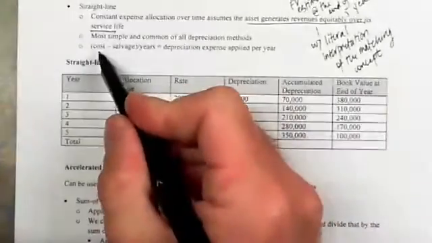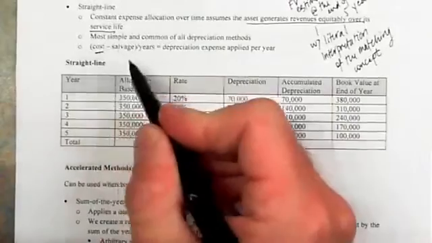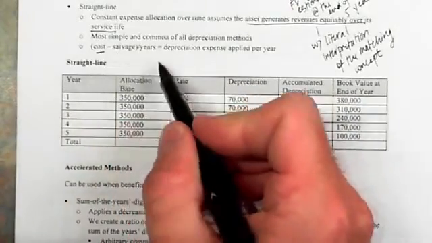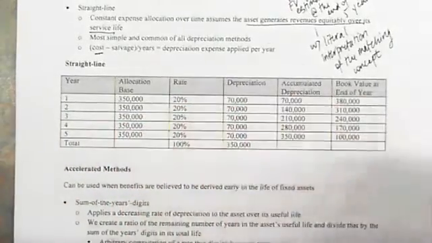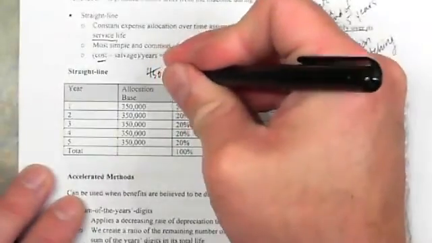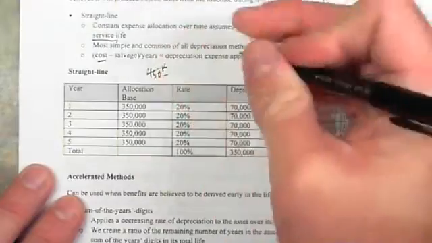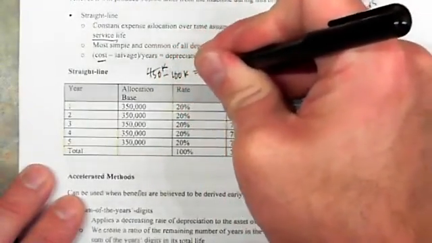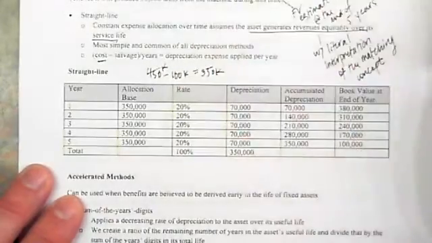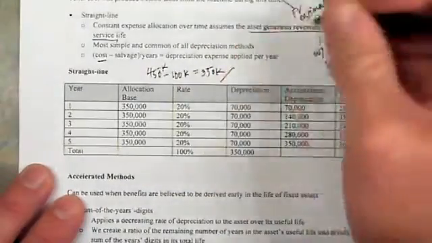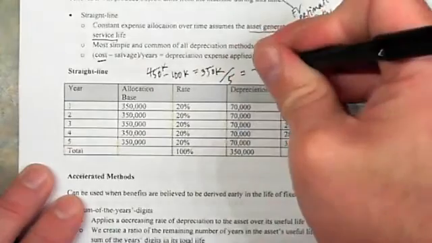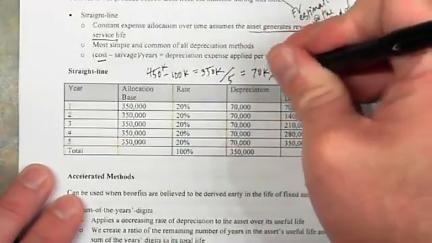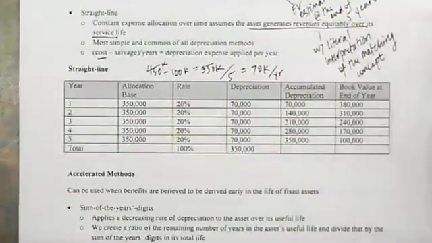The formula is the cost, historical or acquisition, less the salvage, divided by the number of years. So I take the cost, in this case, $450,000, subtract off my $100,000 estimate of salvage, which gives me an allocation base of $350,000, and then I divide it by its useful life of 5 years, which gives me $70,000 per year that I would recognize as depreciation.